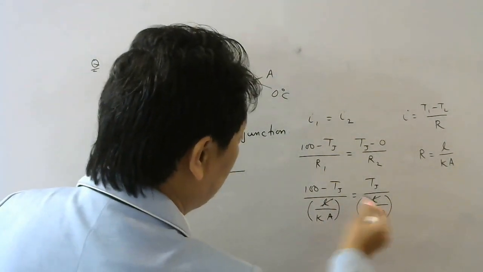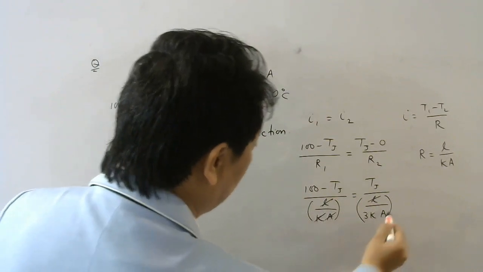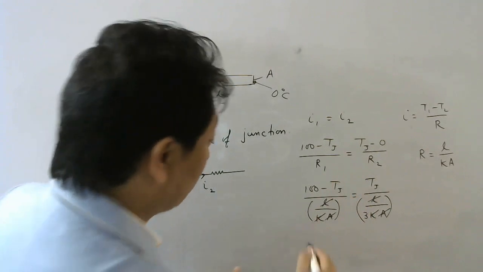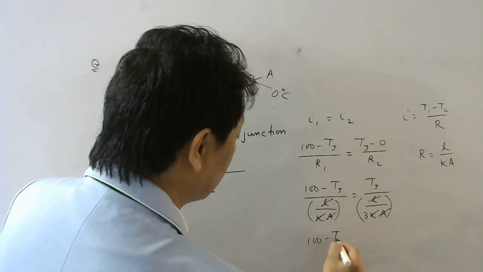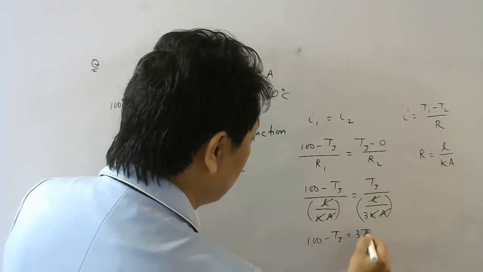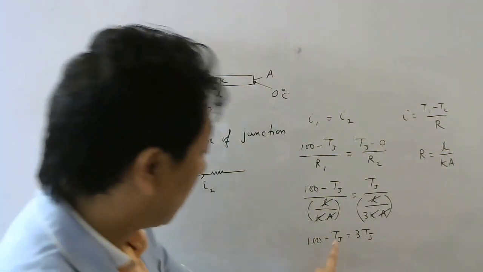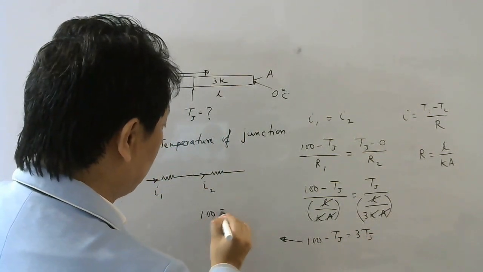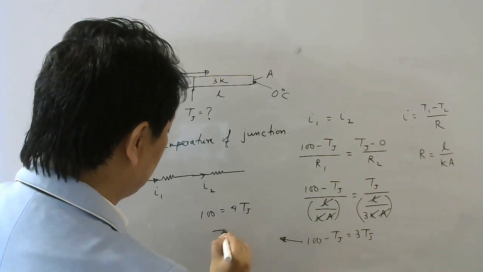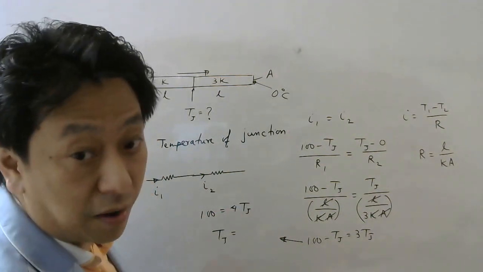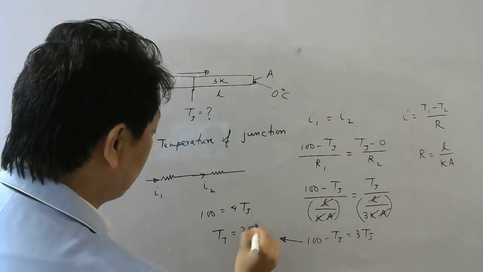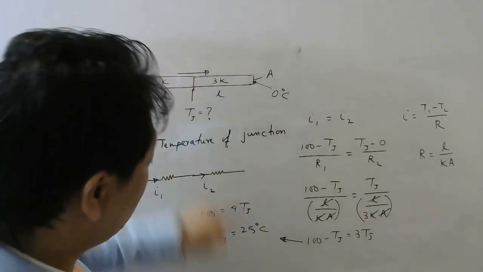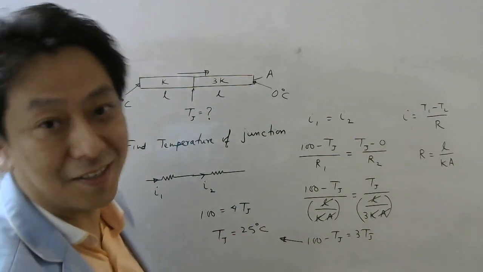So L will cancel, A and K will cancel. These three will go in the numerator. So 100 minus Tj will be equal to 3 times Tj. So minus Tj will go that side. So from here 100 will be equal to 4 Tj. So Tj will be 100 by 4, which is 25 degree Celsius. So this part will be at temperature 25 degree Celsius, right?